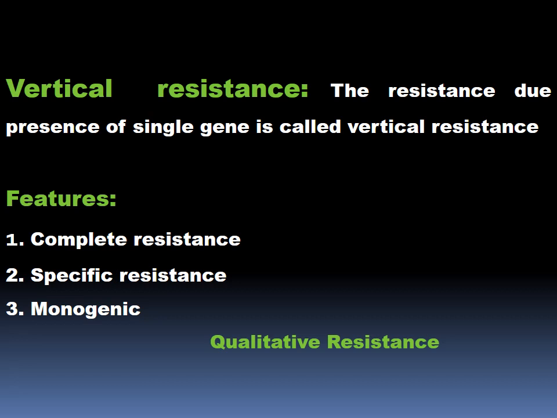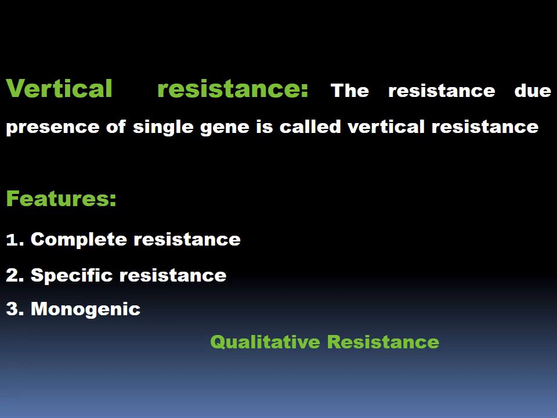When such a thing occurs, the resistance is a complete resistance or 100% resistance. Why? Because the plant does not allow the pathogen to enter it and cause any kind of damage. But this kind of resistance is only effective against a very specific pathogen, and most of the pathogens are not affected by this kind of resistance.